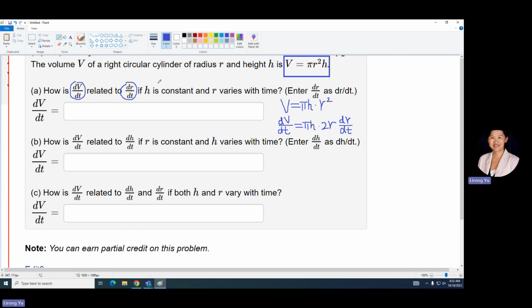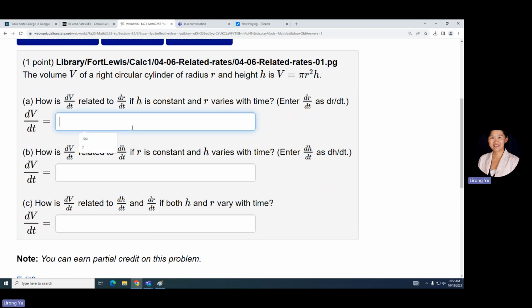So you're going to write dV/dt is equal to 2 pi r times h and then times dr/dt. It says to enter dr/dt as dr slash dt. So we're going to enter exactly that way. So like 2 pi times r times h times dr/dt. So that'll be the answer for the first one. I forgot to write in the height.